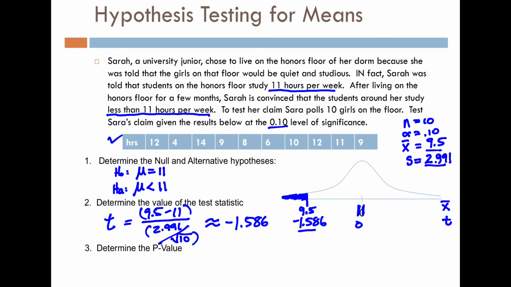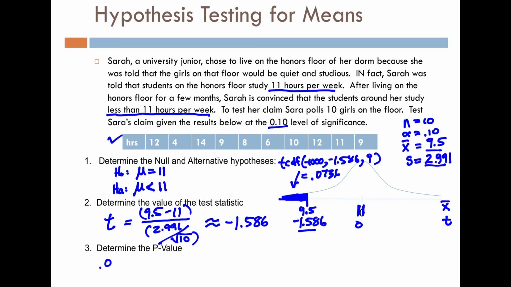And our p-value, since this is a left-tailed test, because of what we see here with our alternative hypothesis, would be the area to the left of that. It's unbounded on the left, so we'll start with negative 1,000 all the way up to negative 1.586, and our degrees of freedom in this case are 9. The area to the left of that is 0.0736. So this is my p-value.